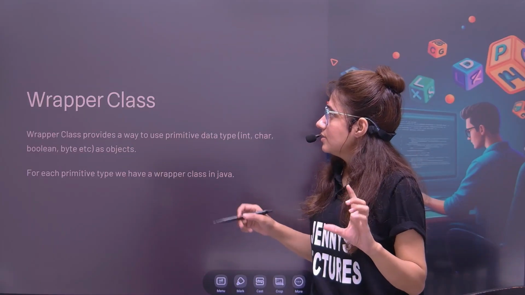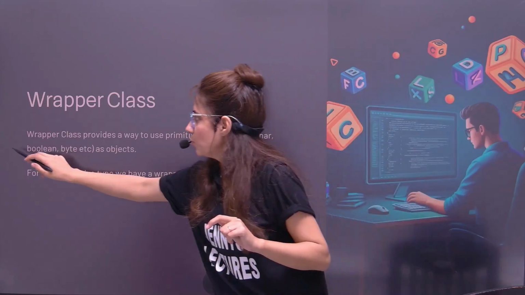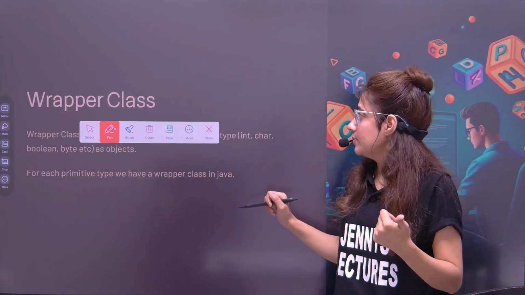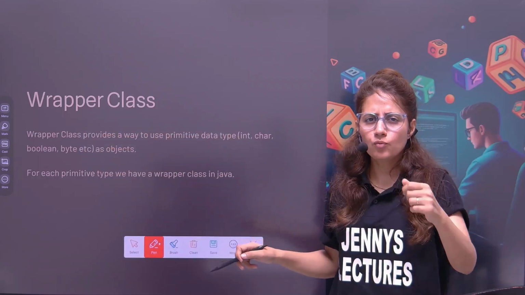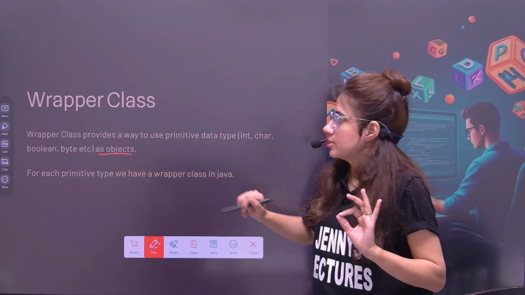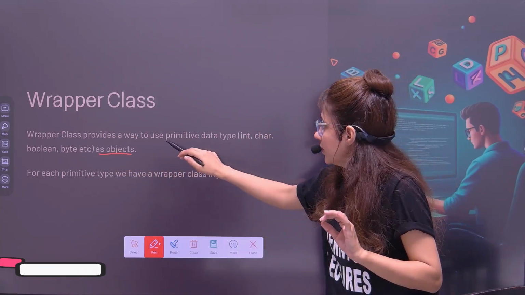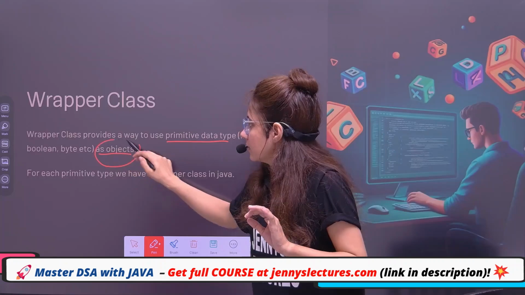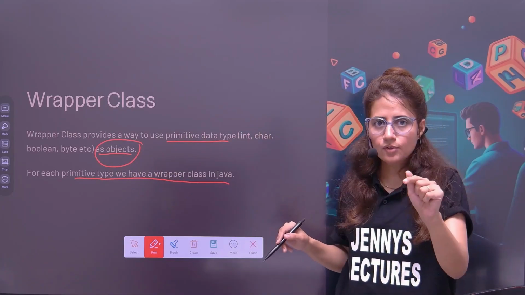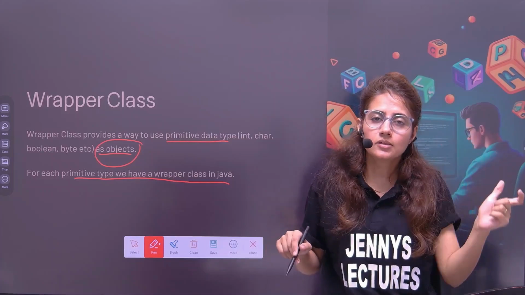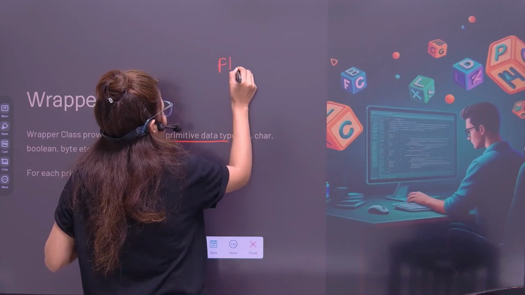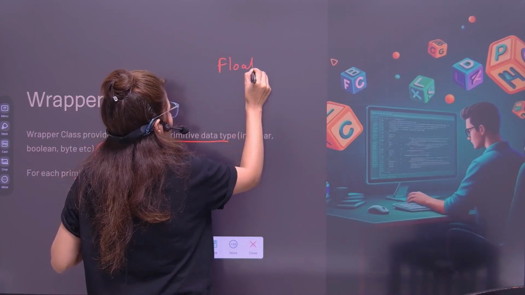So basically, what is a wrapper class? A wrapper class provides a way to use primitive data types like int, char, boolean, byte, whatever the primitive data type, there are 8 primitive data types, as objects. We can use these primitive data types as objects, right? And for each primitive data type, we have a wrapper class. For int, we have Integer. For char, we have Character. For float, we have Float, with a capital first letter. So for float, this is the class.